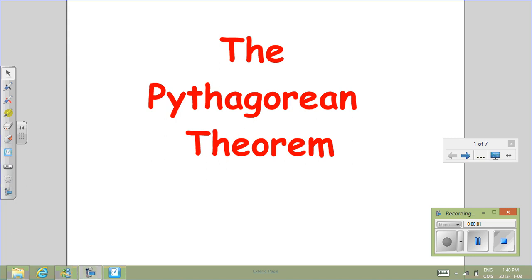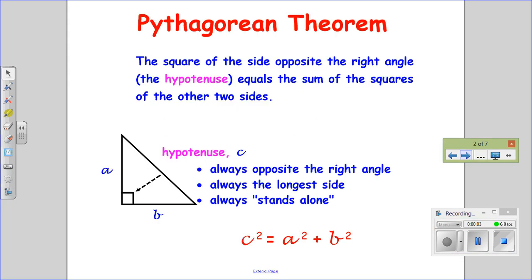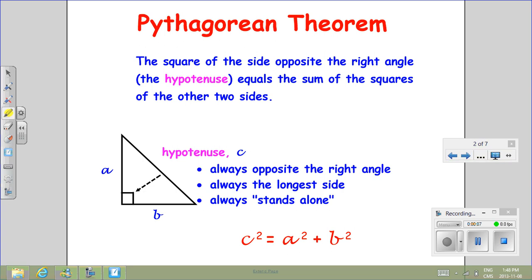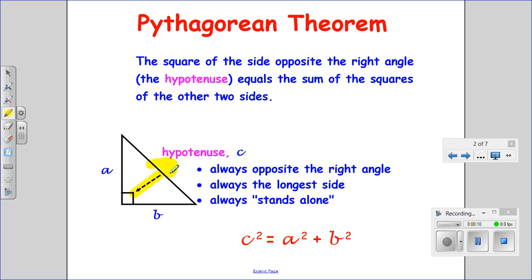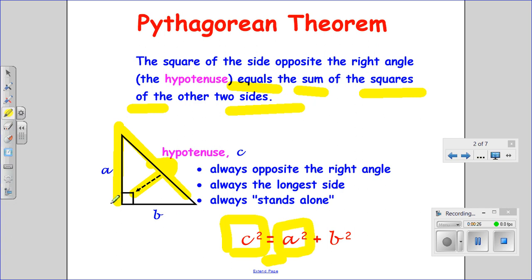The Pythagorean theorem. The Pythagorean theorem states that the square of the side opposite the right angle, also known as the hypotenuse, this side right here, and we square it, equals the sum of the squares of the other two side lengths. So one of the other side lengths is A, and we square it. The other side length is B, and we square it, and we add them together.